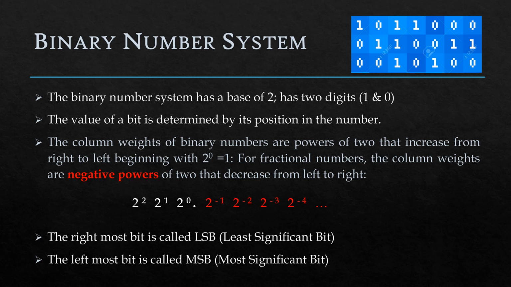The only difference is that in the decimal number system the column weights are powers of 10, but here the base value is 2, and so the column weights of binary numbers are powers of 2. So a number can be represented as 2 power 2, 2 power 1, 2 power 0, 2 power minus 1, 2 power minus 2, likewise. The rightmost bit is called the least significant bit, LSB, and the leftmost bit is called the most significant bit, that is the MSB.